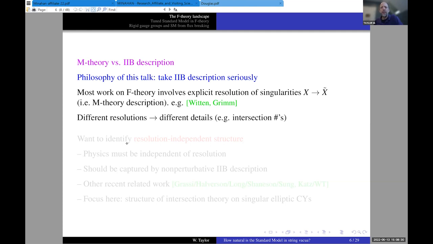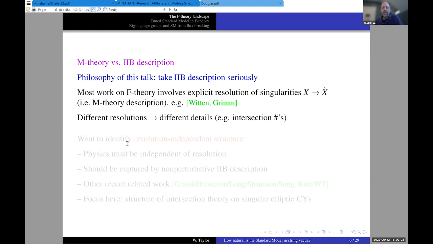The general philosophy of this talk is that I want to take the type IIB description seriously. That is, from the geometric point of view, we have a singular Calabi-Yau. And while the M theory picture involves doing what's called a resolution of that, where we make it into a smooth space and then do the physics on the smooth space, that is essentially just a workaround for the fact that we don't really know how to think about the singular geometries.